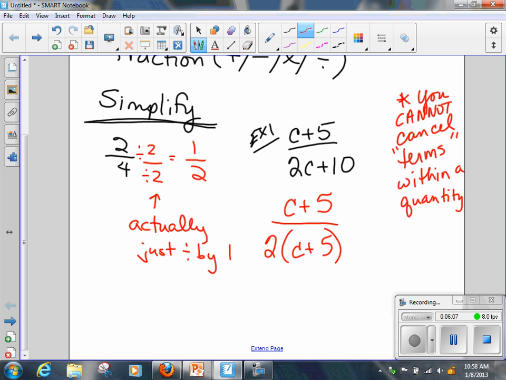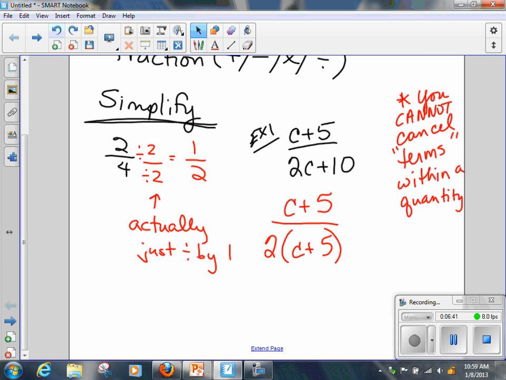Monomials cancel with monomials. Binomials cancel with binomials. Trinomials cancel with trinomials. But I cannot do this. Don't you dare do it. Do not do it. Don't go C and C. C is part of a what? It's part of a binomial. That is what I'm talking about, a term within a quantity. I cannot do that. Don't you dare do it.